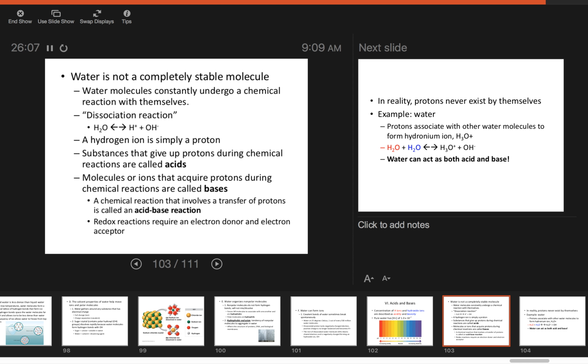Okay, a hydrogen ion is simply a proton. H plus is just a proton because it just has one proton, no neutrons, no electron. Substances that give up protons during chemical reactions are called acids. Molecules or ions that acquire those protons, accept them, are bases. And so a lot of times in chemical reactions you get something called an acid-base reaction. It's the hydrogen that's being transferred.